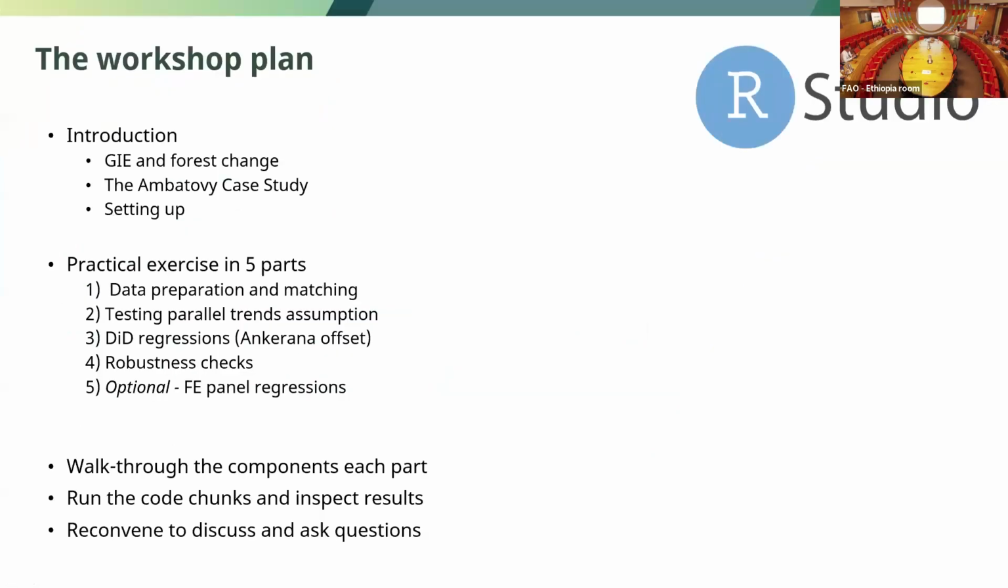Okay. So I'm going to give you a quick introduction. Then we're going to run through the exercise that's split into 5 different parts. And I'm going to walk through the components of the code in each part. And I think it's probably best if you just run it simultaneously because it runs quickly, and then we can discuss the outputs and how to interpret them.